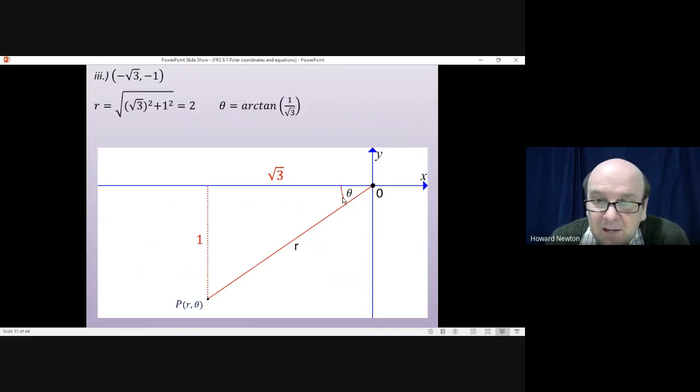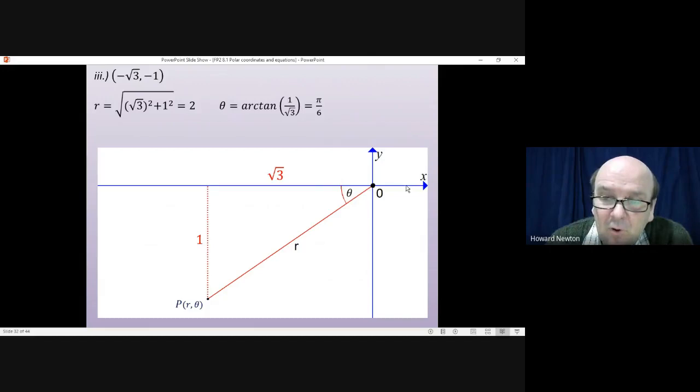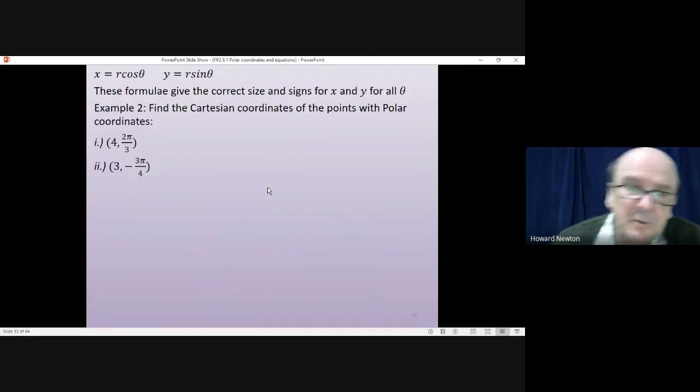And theta, the angle here in this triangle, will be the inverse tangent of 1 divided by root 3. So this angle here will equal pi by 6 radians. But that's not the angle that we want. We want the angle from the initial line. So the whole of this angle here, coming clockwise from the initial line round to there, will be pi take away pi by 6, which is 5 pi by 6 radians. And because it's underneath the axis, it'll be minus 5 pi by 6 when we write the coordinates of the point.